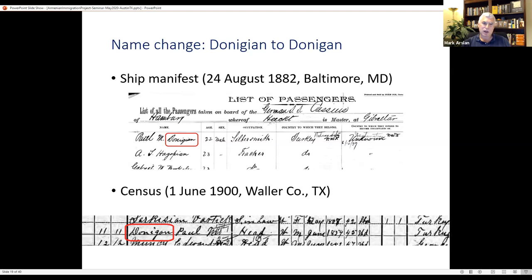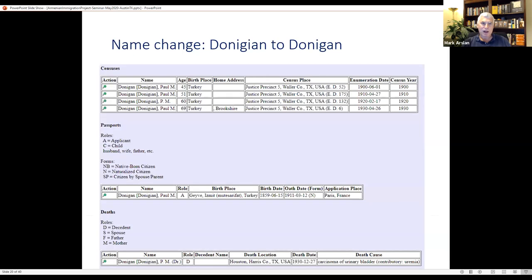And in this case, here was a doctor, Paul Danigian, who arrived, and he was one of the first arrivals, 1882, settled in Brookshire. In a 1900 census of Waller County, Texas, where Brookshire is, you see, now he's starting to use Donegan. And I found him on the 1910. This is from a screen from my database. I can find him on the 1900, 10, 20, 30 census, and he's using Donegan as the name. He applied for a passport in 1911 using Donegan. And then when he died in 1930, he was using Donegan.